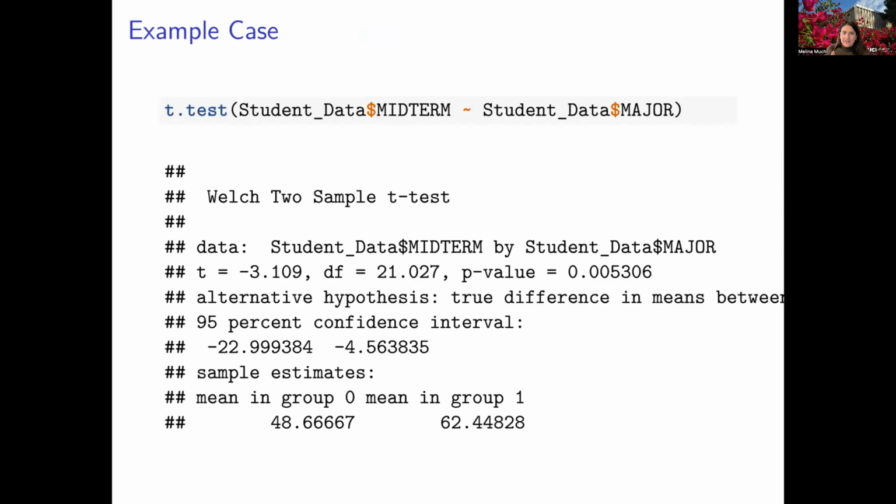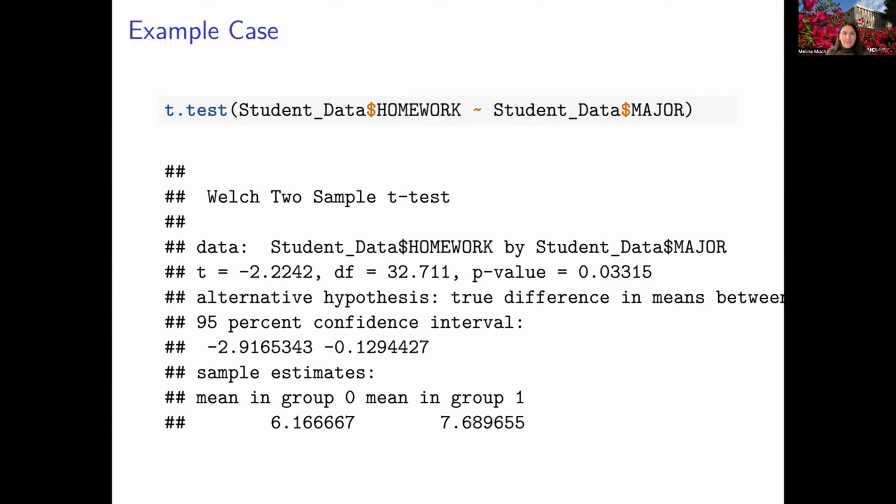So let's go back and look at our example cases. So in this case, we're looking at the relationship between midterm scores and major, and we had a p-value of 0.005306. 0.005306 is less than 0.05. So in this case, we can reject the null that there is no relationship between midterm score and major in favor of our hypothesis, our working hypothesis, which was that major is related to midterm score. And so we have a little bit of evidence here, which is great.